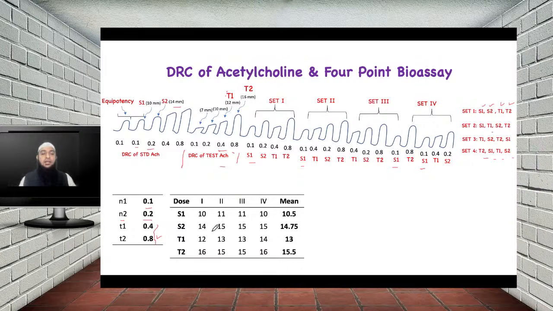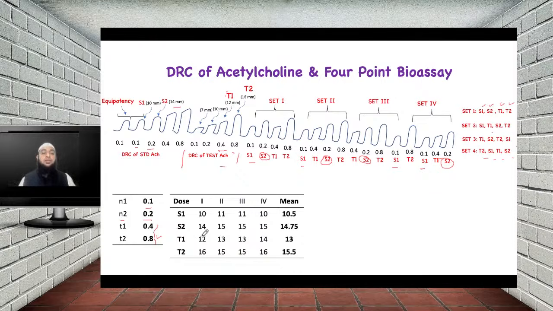For S2 you will get 4 readings. This is one of the S2 readings, so you can measure the height of that. This is the second, you can measure the height of this response. Then this is the third S2 reading. Likewise, this is the fourth S2 reading. So for every response you are going to measure the height by using a scale, and you will get certain responses.